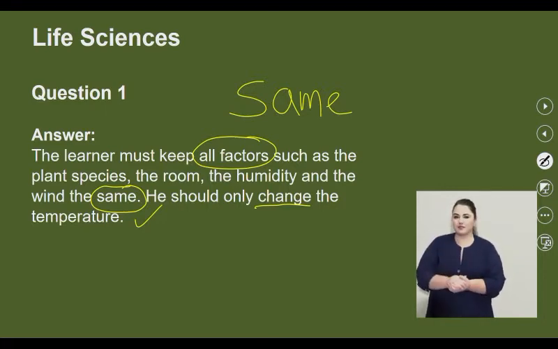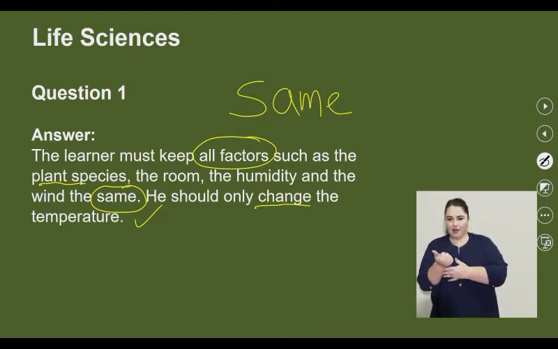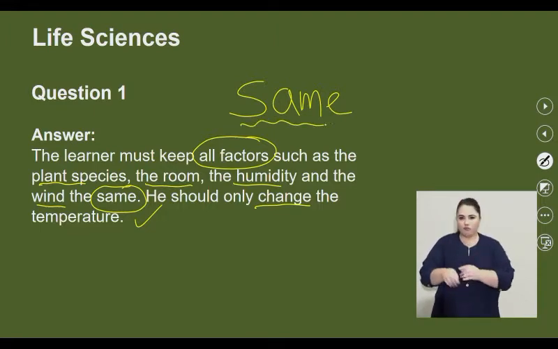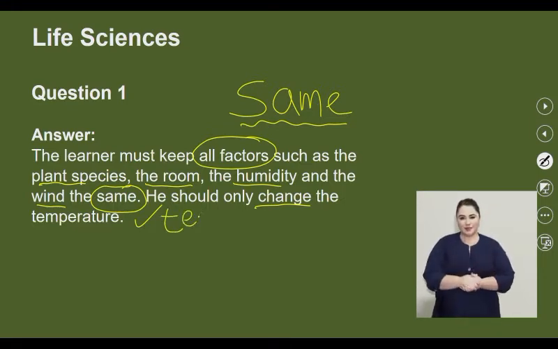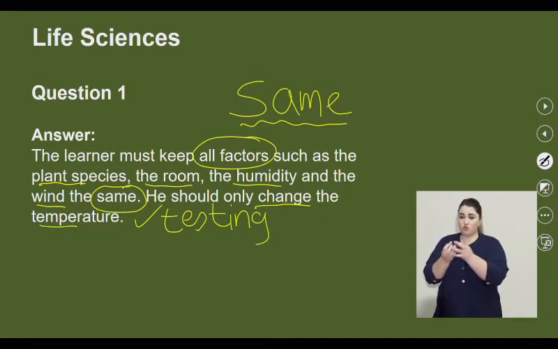Like what? Like he's going to use only pea plants, not other plants, not some peas and some others. He must keep the same room, the same humidity in the room, the same wind, and you can add many things that he must keep the same. But he just changes one factor, and that's the one that he is testing. He was testing the influence of temperature on the growth rate.